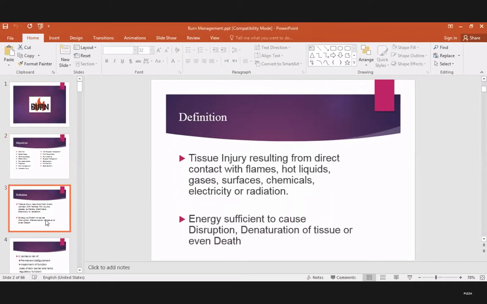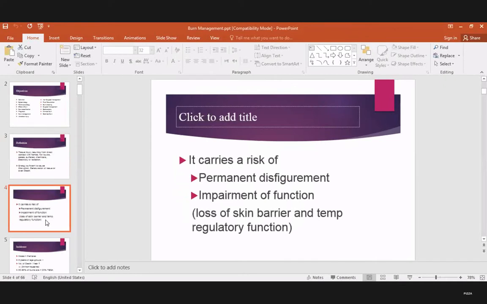Okay. Why is it important to discuss in plastic surgery? Because burns are associated with permanent disfigurement if not taken care of properly and managed in time, and there may be impairment of function also, because there is a loss of the skin barrier and the skin's temperature regulatory function is also disrupted. So there is impairment of the skin function, and the patient may develop various infections which may be life threatening, or other complications or loss of immunity also.